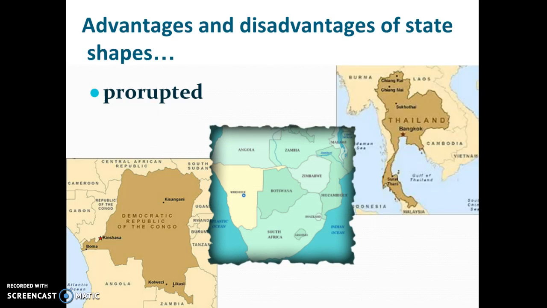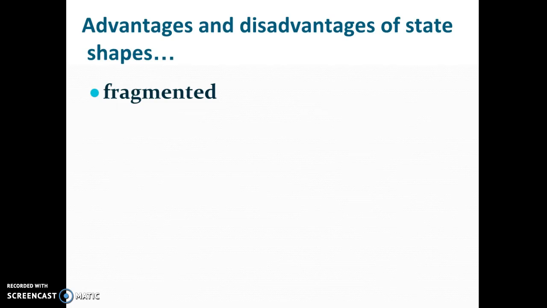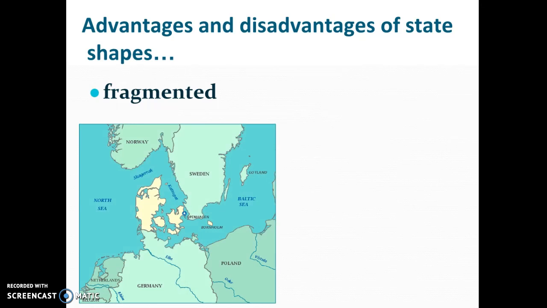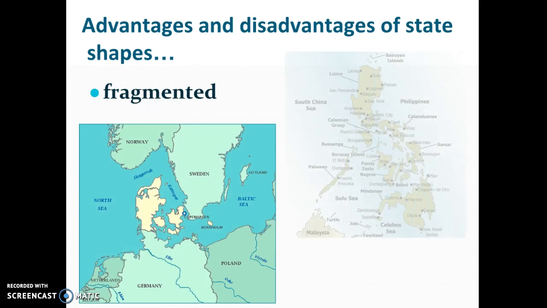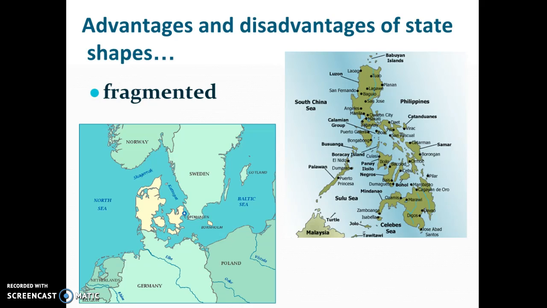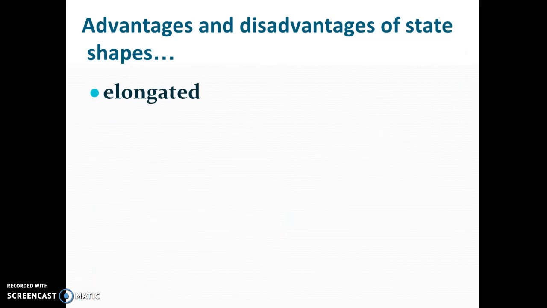They're awfully vulnerable. Fragmentation. Fragmentation is non-contiguous land within a state. A good example of that would be maybe Denmark here. Other examples would be the Philippines. The United States is a great example because we have Hawaii and Alaska.